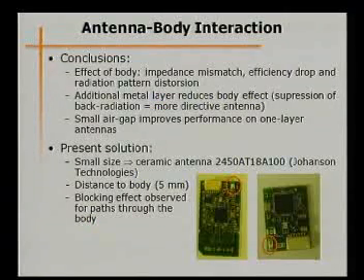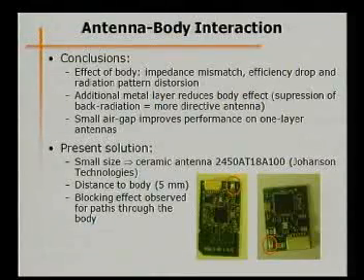So, in conclusion, we can say that the effect of the body on antennas is impedance mismatch, efficiency drop, and radiation pattern distortion. We also have seen that an additional metal layer reduces body effect because of suppression of back radiation, but this makes the antenna more directive. And we also saw that a smaller gap improves the performance on one-layer antennas.